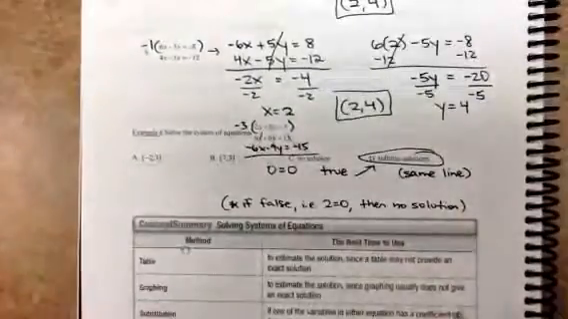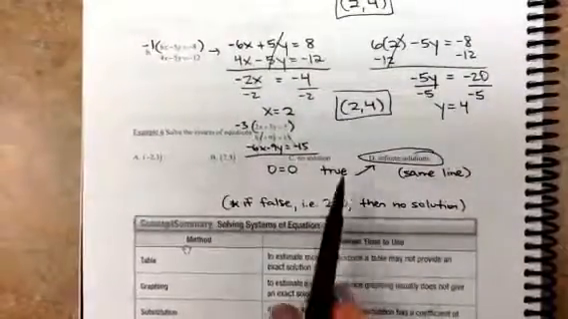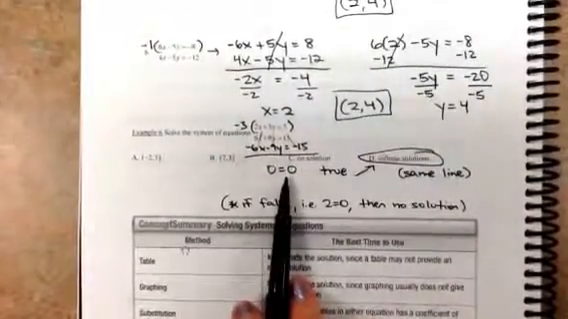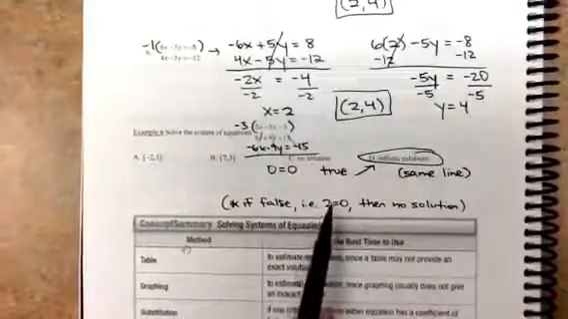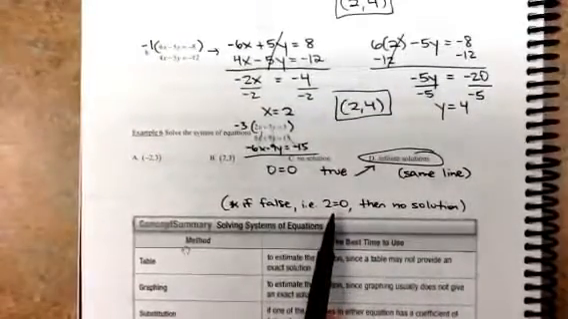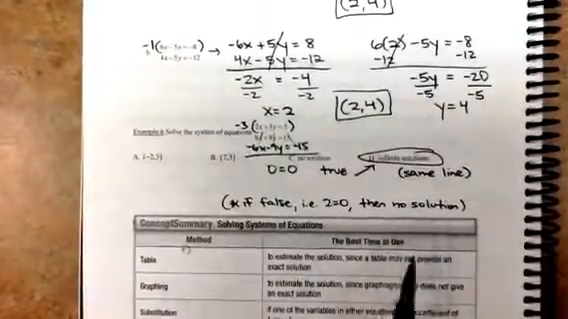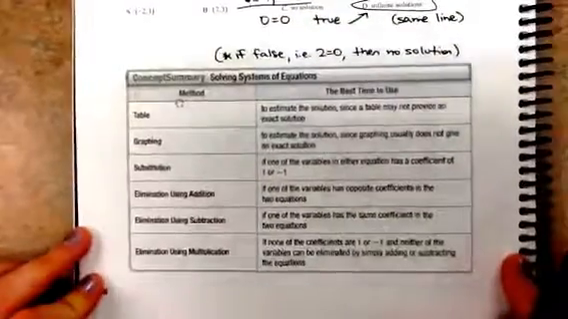Okay, so you either get a real answer like these, or you get a true statement at the end with no variables, and that's infinite solutions, or you get a false statement at the end with no variables, and that's no solution. Okay, so there's just a chart right here to kind of sum up all of the systems that you guys have seen so far.